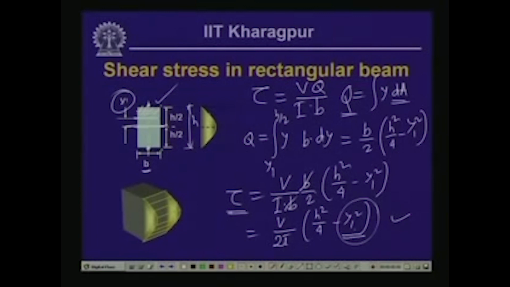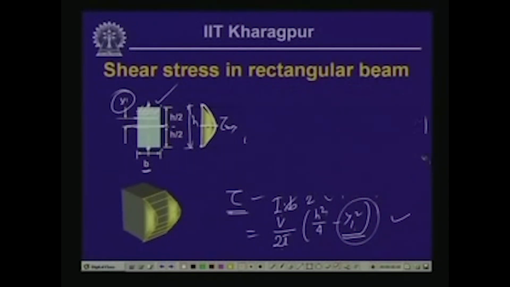So, if we plot the shear stress distribution, it looks like this: at the top and the bottom the shear stress is 0, over the depth it varies parabolically, and at the neutral axis we have the maximum value of shearing stress. And what is the magnitude of this maximum value? If we call this tau max, tau max is equal to V by 2I into h square by 4, which is V h square by 8I.